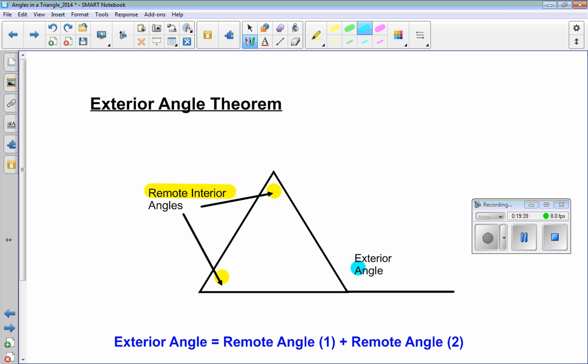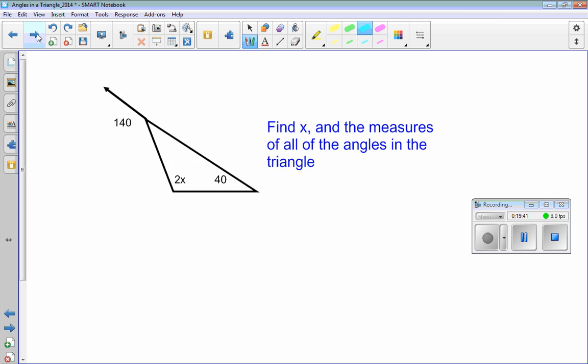Believe me? Let me show you why. Let's look at this situation. You don't have to write this one down if you don't want to. If you want to put it in your notes, you can. But go ahead and look at this example. How could I write an equation to solve for x in this case? What would I do?